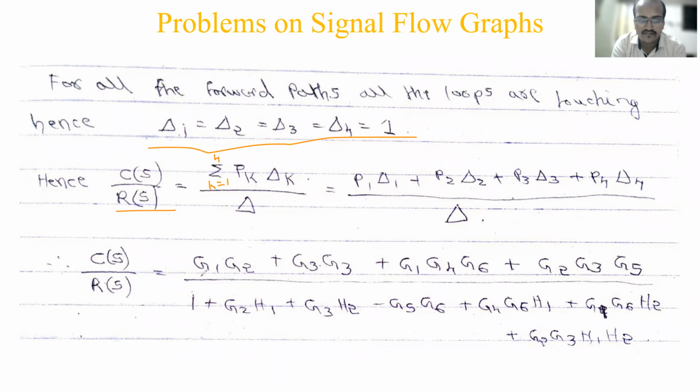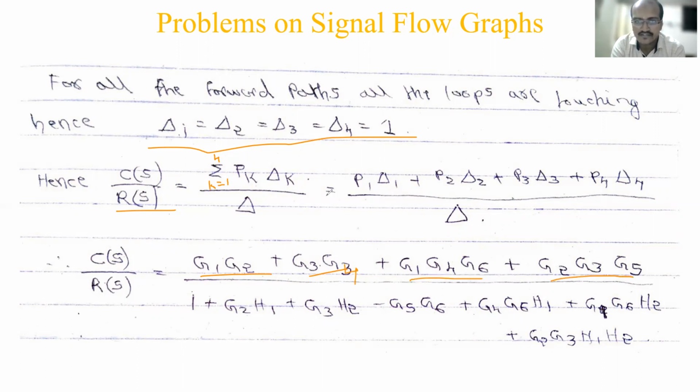So C of S by R of S equals G1, G2 plus G2, G3. Something, I have made a mistake here. Just look at G1, G2, G3, G4. So this will be G4, make the correction in the notes also. G3, G4 plus G1, G4, G6 plus G2, G3, G5.